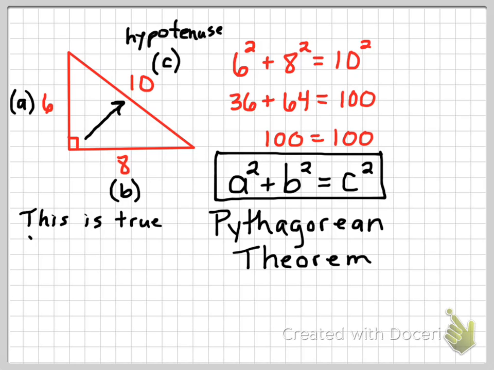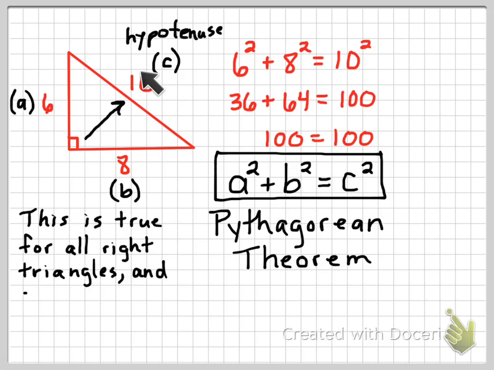Right? And this relationship, this formula, is true for all right triangles. Okay? If it's a right triangle, then this will be true. You'll be able to square this, add them together, and it will equal that squared. All right triangles. And it doesn't work for any other kind of triangle. So if this formula doesn't work for something, that means it's not a right triangle. If it does work for something, that means it is a right triangle.